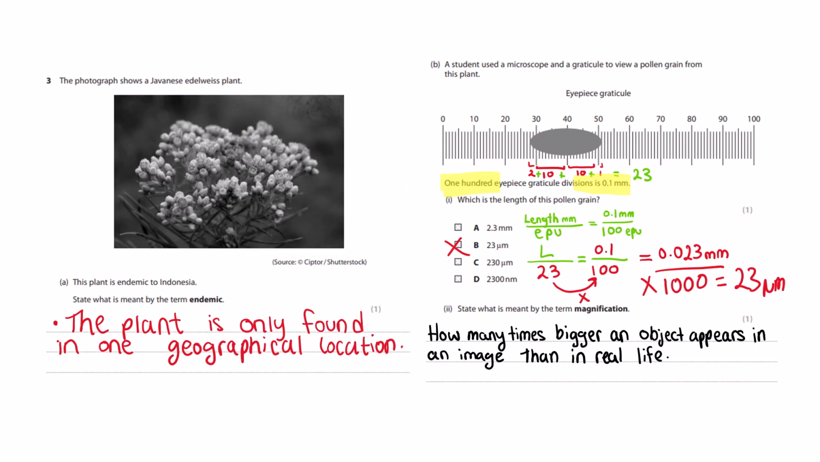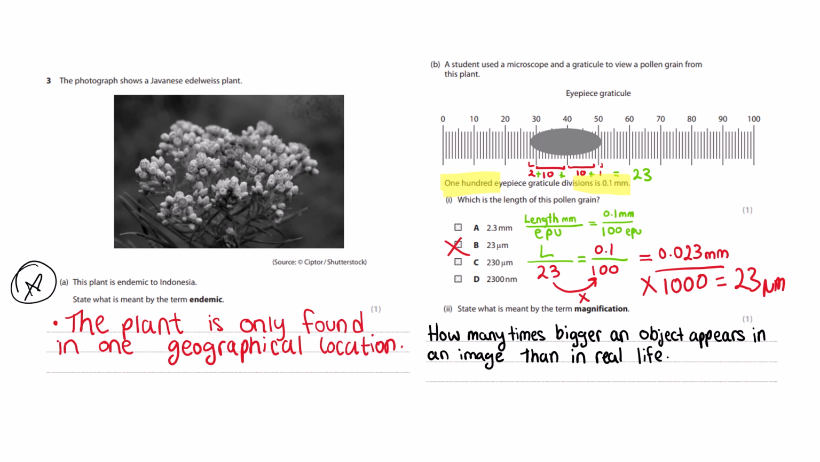Okay, question number 3. The photograph shows a Javanese Edelweiss plant. This plant is endemic to Indonesia. State what is meant by the term endemic. This is one of the words that you need to memorize for your exams.